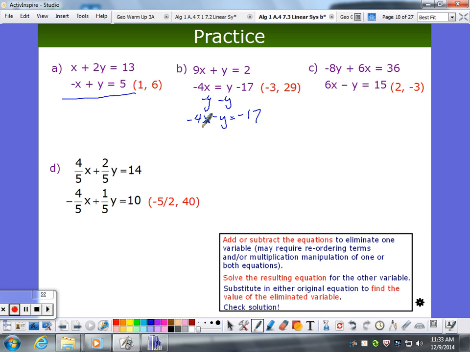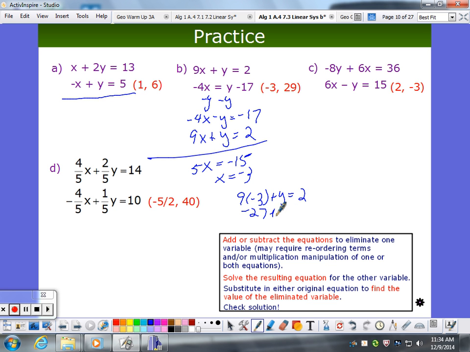Is that standard form? Let me rewrite the other one. Are they now the same format? Do I have opposites? Now I can add: 5x equals negative 15. Then you can finish this. Did anyone try this one? How would you do this one? I got negative 3, and plugging it in to get 9... I plugged it into this one.